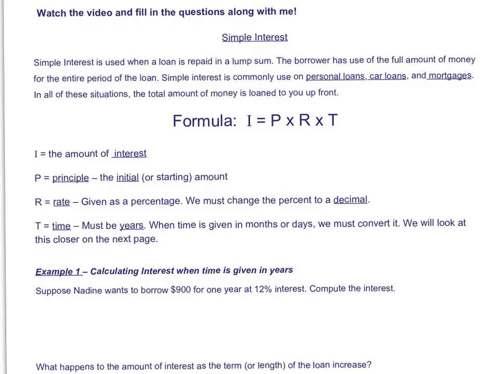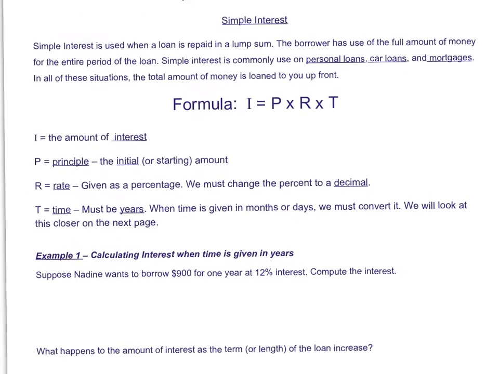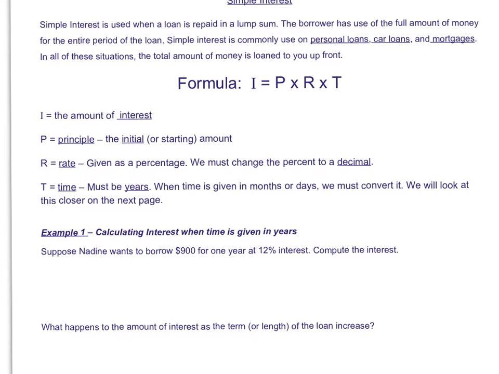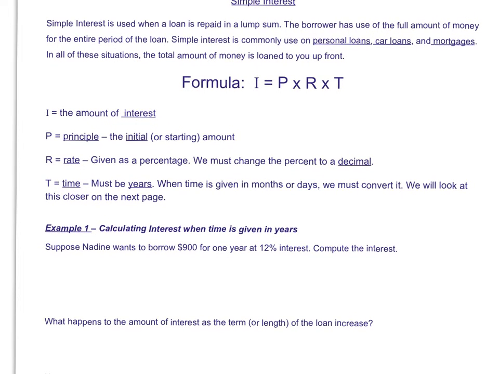So when time is given in months or days, we just convert it, and we will look at this in the examples below. The first example says calculate the interest when time is given in years. Suppose that Nadine wants to borrow $900 for 1 year at 12% interest. Compute the interest. So how much is she going to pay in interest is the question.